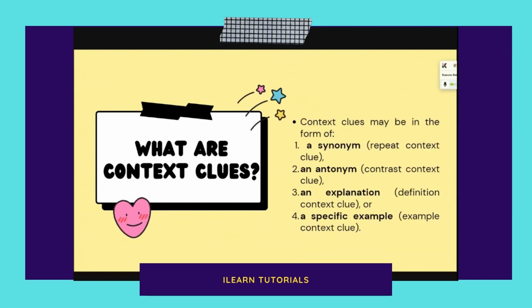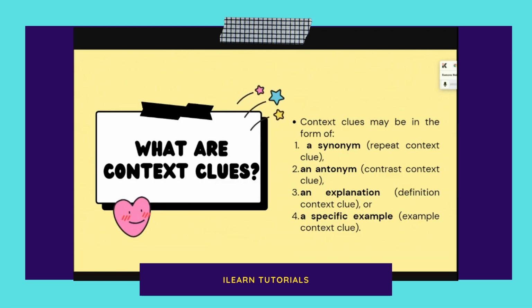So, context clues may be in the form of synonym, antonym, explanation, or a specific example. A synonym is a repeat context clue wherein the writer used a similar word of the unfamiliar word that you want to know the definition of. On the other hand, an antonym is a contrast clue wherein the writer used an opposite word or phrase of the unfamiliar word.